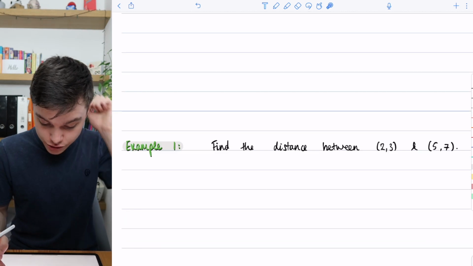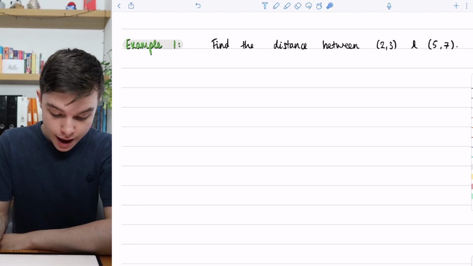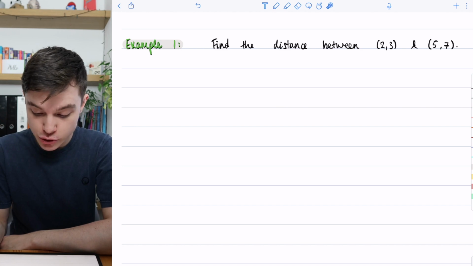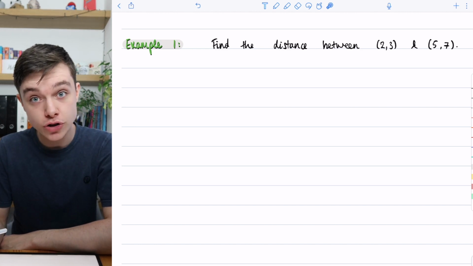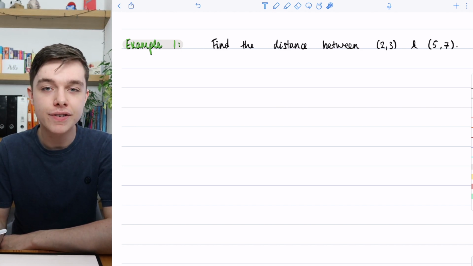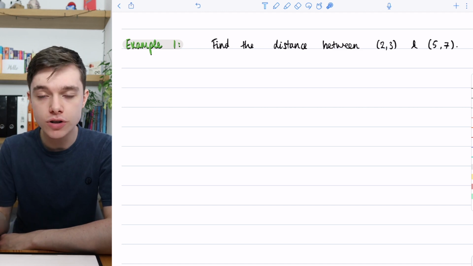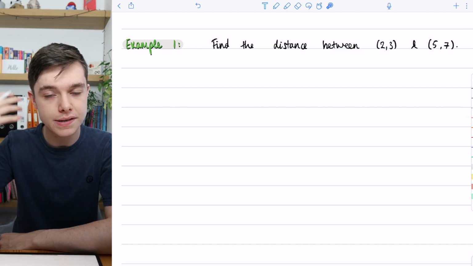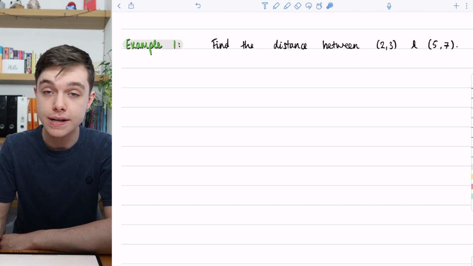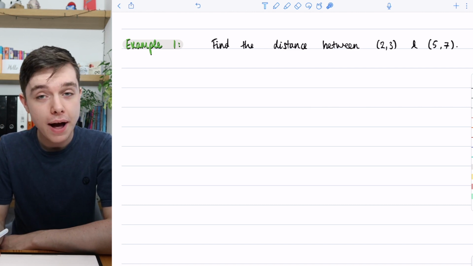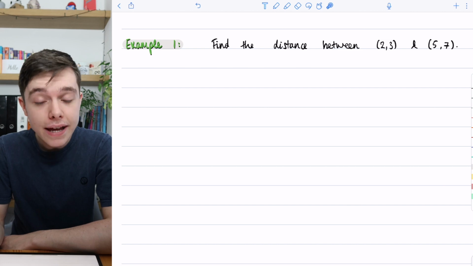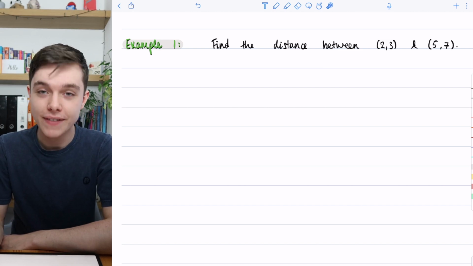So let's have a look at a numerical example. Example 1 says find the distance between these 2 points, the point 2, 3 and the point 5, 7. So use the formula, or just think about it in terms of taking the y's and taking the x's and substituting into the formula. Have a go and then press pause and press play when you're ready to work through the answer.